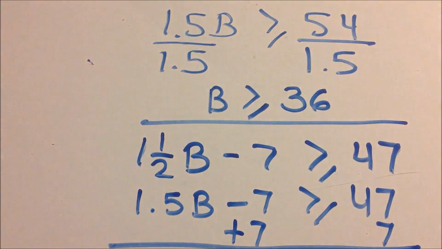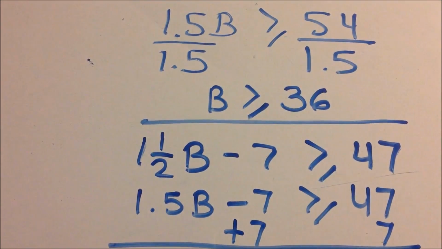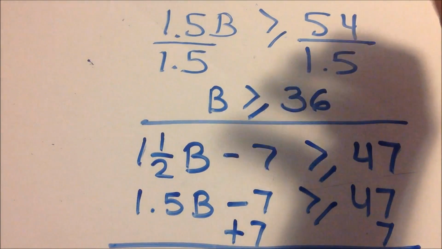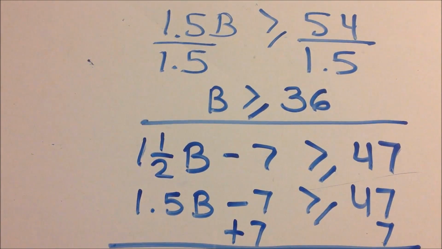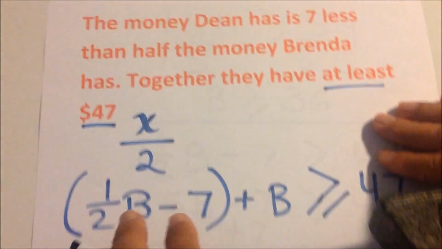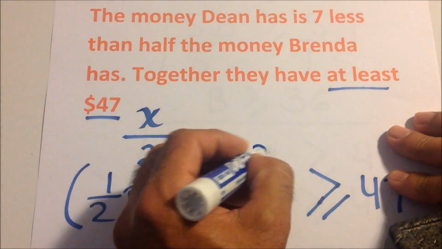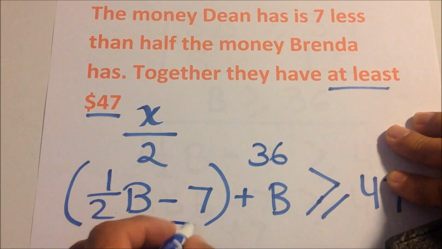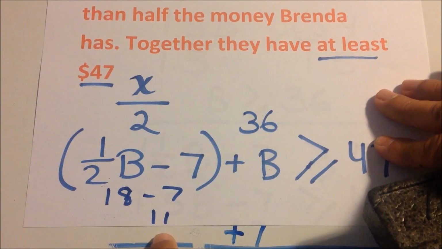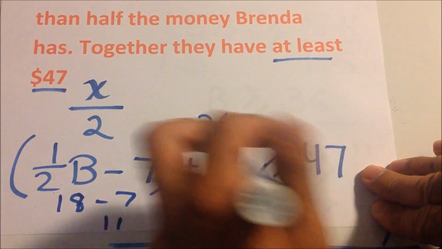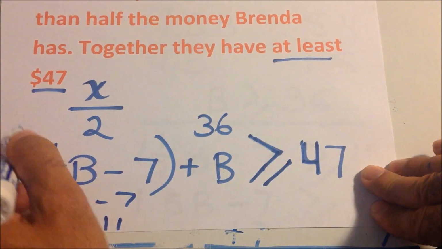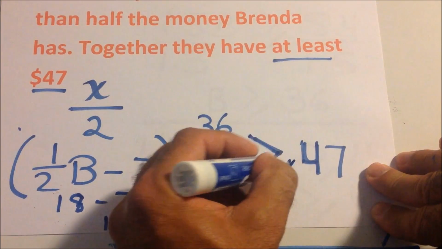And Dean's is half of that, minus 7. Let's see if it works out. So if Brenda's money is 36, well, half of 36 is 18. And 18 minus 7 is 11. So 36 plus 11 is 47. So if we come back to the original problem, we have 36 here. And half of 36 is 18. 18 minus 7 is 11. So 11 plus 36 is greater or equal to 47. Well, we know it's equal to 47, but we're doing inequalities.